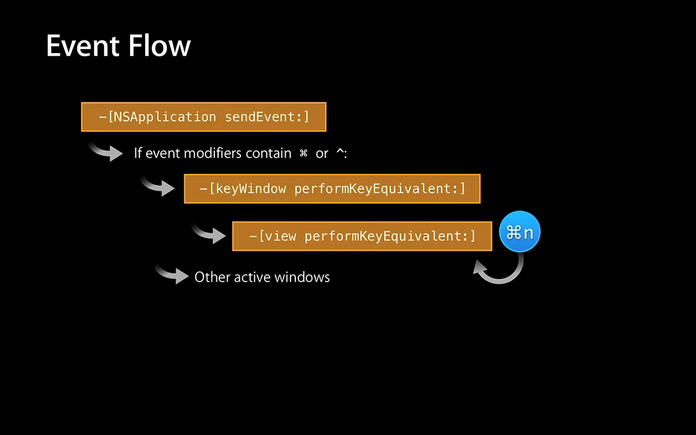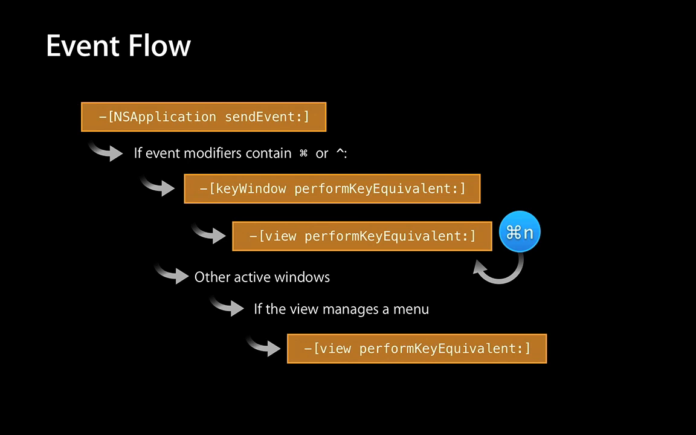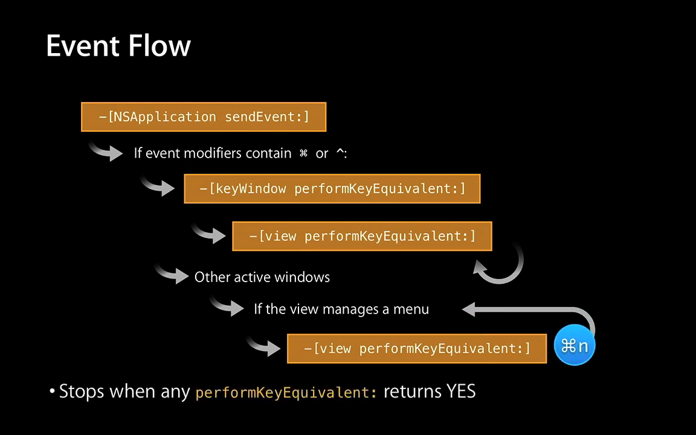Now, assuming the event is not handled by performKeyEquivalent, it will also try other active windows. What do I mean by an active window? I mean a window such as a drawer attached to the key window, or a sheet, or the main window if it's different than the key window. But in this case, it only calls performKeyEquivalent on views that manage menus. That specifically are pop-up buttons and segmented controls that have menus. So for example, a pop-up button in the main window can handle key equivalents. And this is recursive in the same way. Now, if performKeyEquivalent returns yes, that's a way of indicating that the view handled the key equivalent. And if it returns no, it indicates it doesn't, and the recursion should continue.